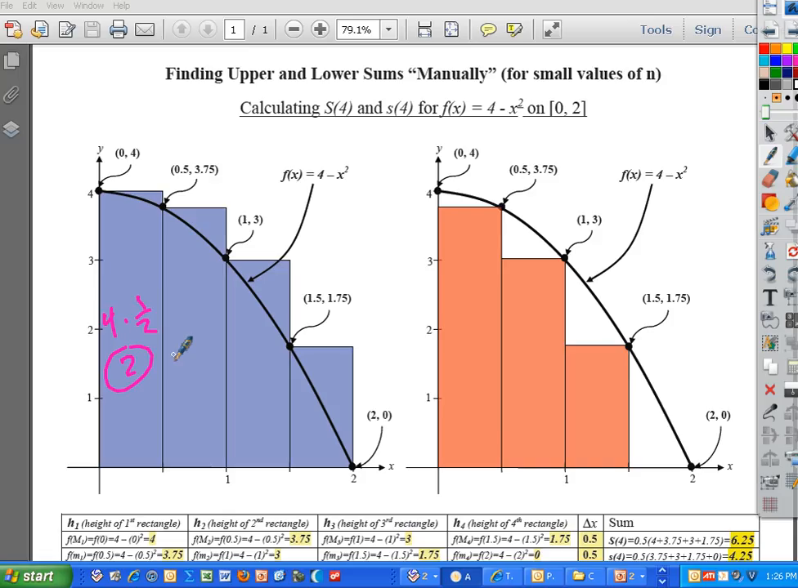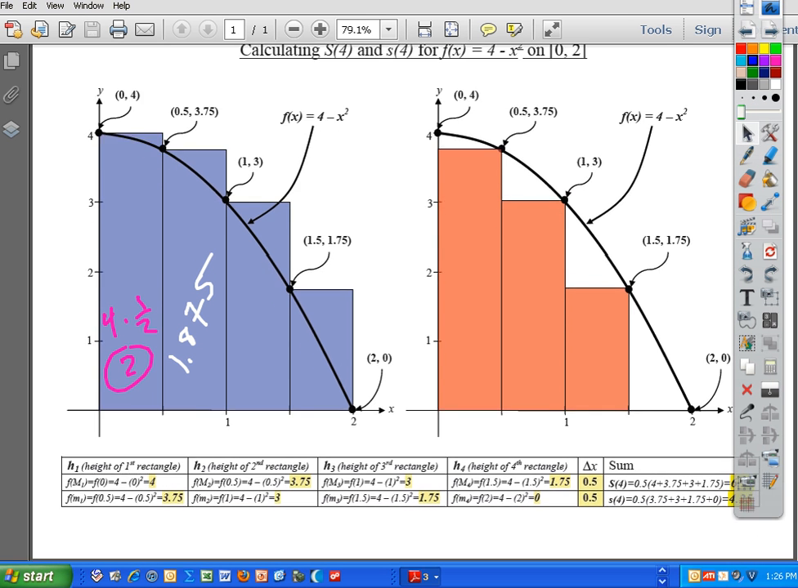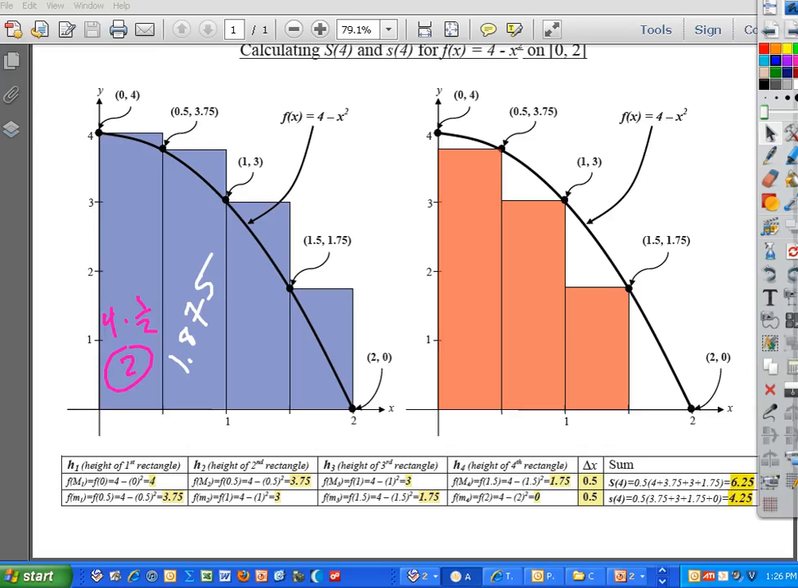What did I say it was? 1.875. Okay, what about this one? This one is 1/2 by, at x equals 1, the height is 3, right? So it's 1.5, etc. You see where we're going with this? If we add all those up, I'm going to get a sum of all those areas, and the sum is 6.25 if I add them all up.